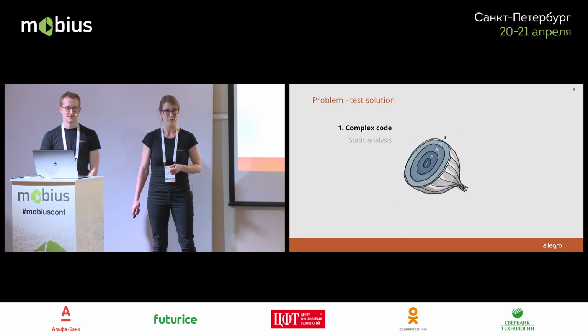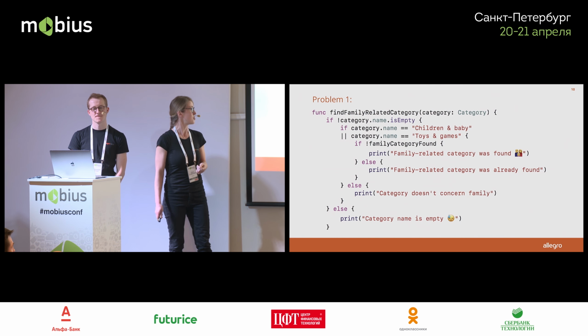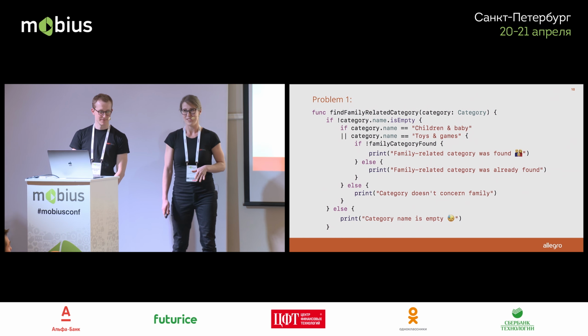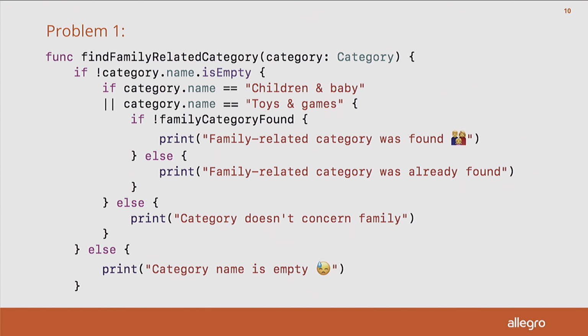Okay, so let's start with the first problem and test solution. This is exemplary code, not production code. It's just here to illustrate the problem we experienced in our project. You have a fake function that finds a category related to the family. First it checks whether the name of the category is non-empty. Then it checks whether the name equals children and baby or toys and games. Then it has another if and also handles 3 else statements. So you can probably easily see that even though the problem is quite trivial, the code is quite complex.